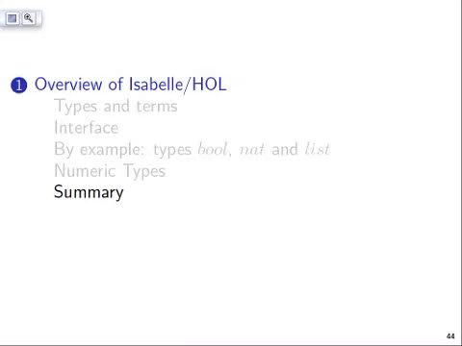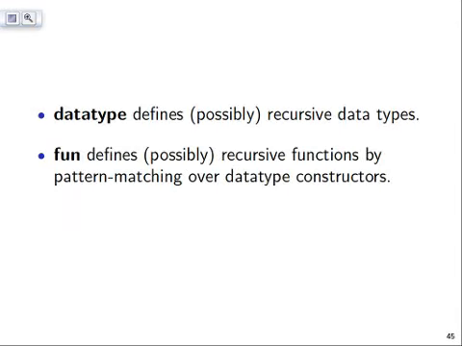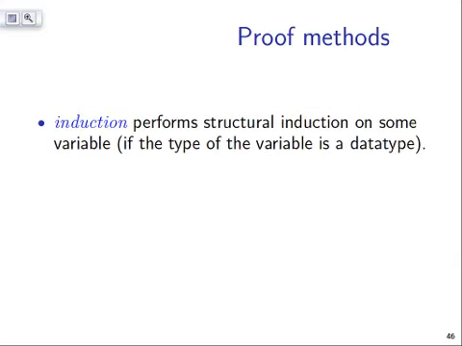So that's the summary of the numeric types and the functions you have there. Now let me just summarize what we learned in the lecture today. So we saw a data type command for defining possibly recursive data types as data in Haskell or type in OCaml. We saw a fun command for defining possibly recursive functions by pattern matching over the data type constructors. So this is very similar again to functional programming, and we'll go into more detail next week.